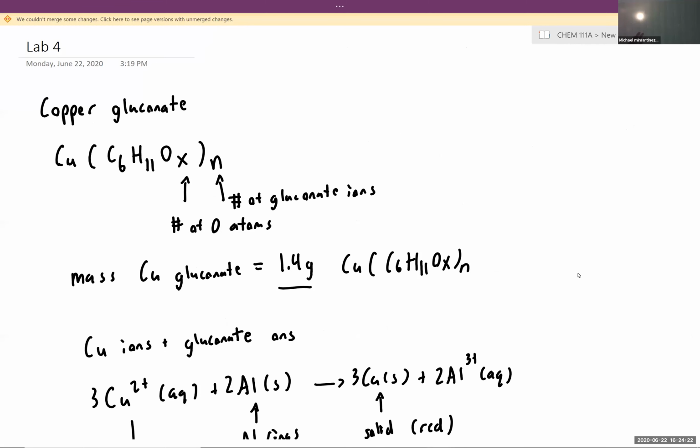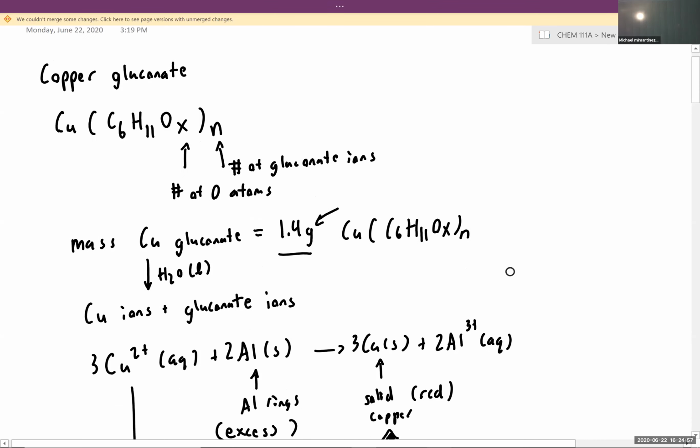So just as a refresher, in today's lab, we're going to be determining the formula of copper gluconate, which is the formula Cu(C6H11O_X)_N. We're going to measure the mass of copper gluconate, which we found experimentally to be 1.4 grams. Your value may be different. When we dissolve it in water, we generate a solution of copper ions and gluconate ions.